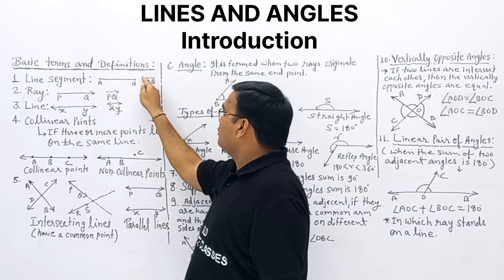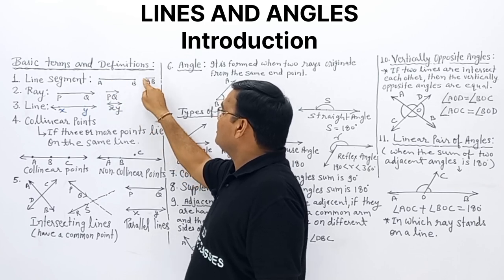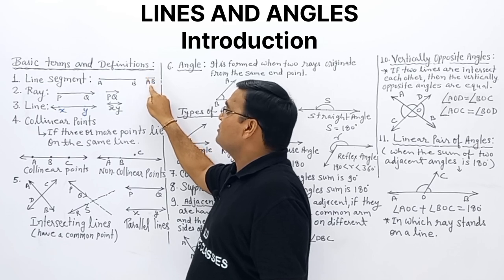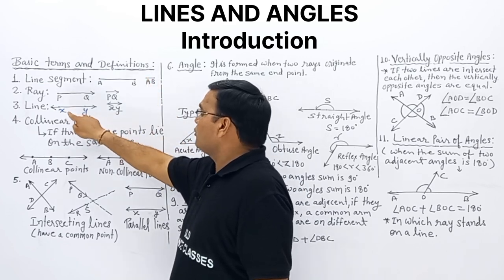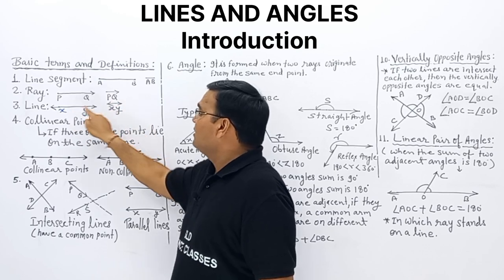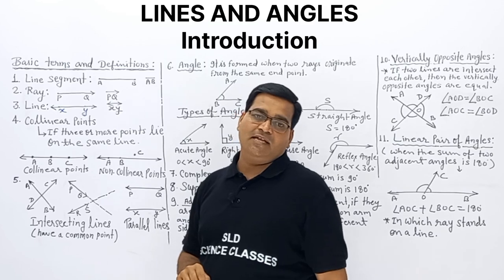And what about notation? How will we represent line segment AB? This bar is the notation, line segment AB. And what will be the notation of a line? This is the notation of a line, line XY, and it is represented like this.